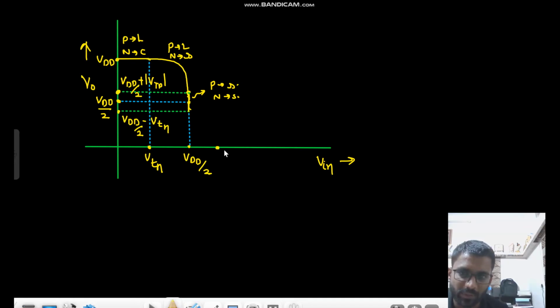So this point will be VDD by 2. No, not VDD by 2. It would be VDD by 2 minus mod of VTP. Okay, then it goes down to 0. So it goes down like this, then it goes down to the same kind of curvature we need to make, and then it goes down to 0.